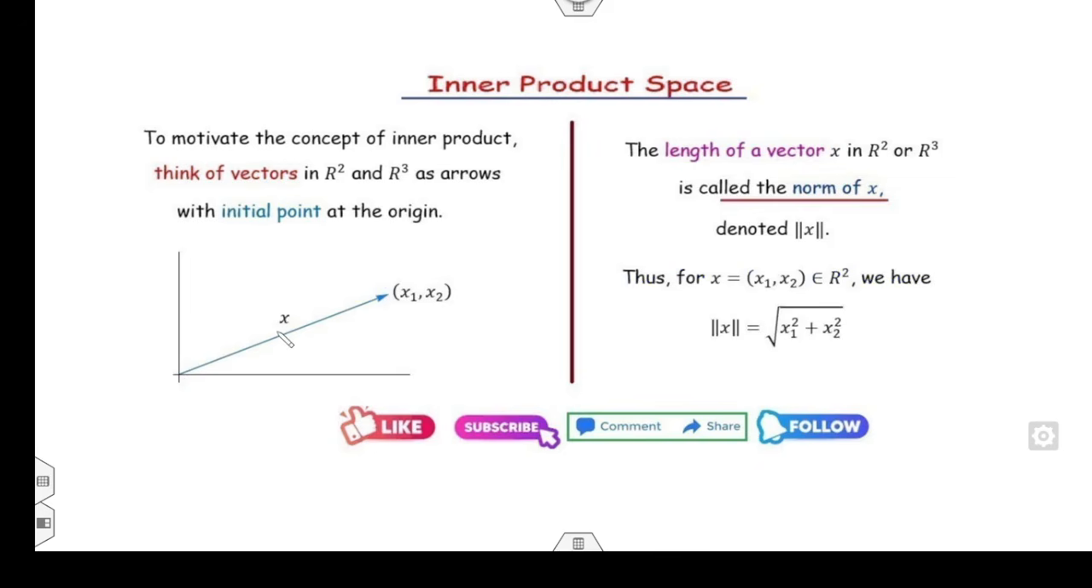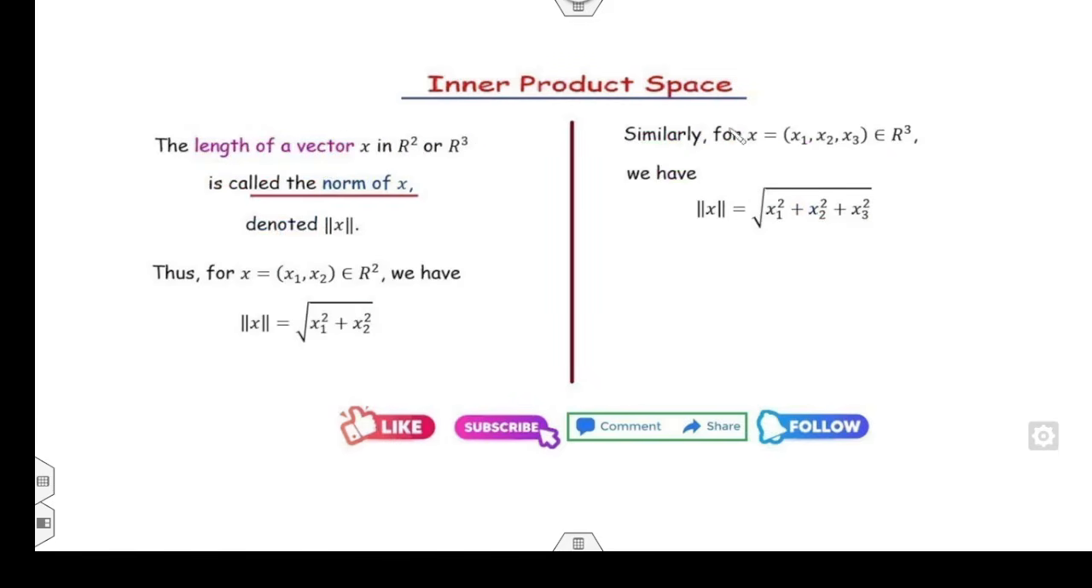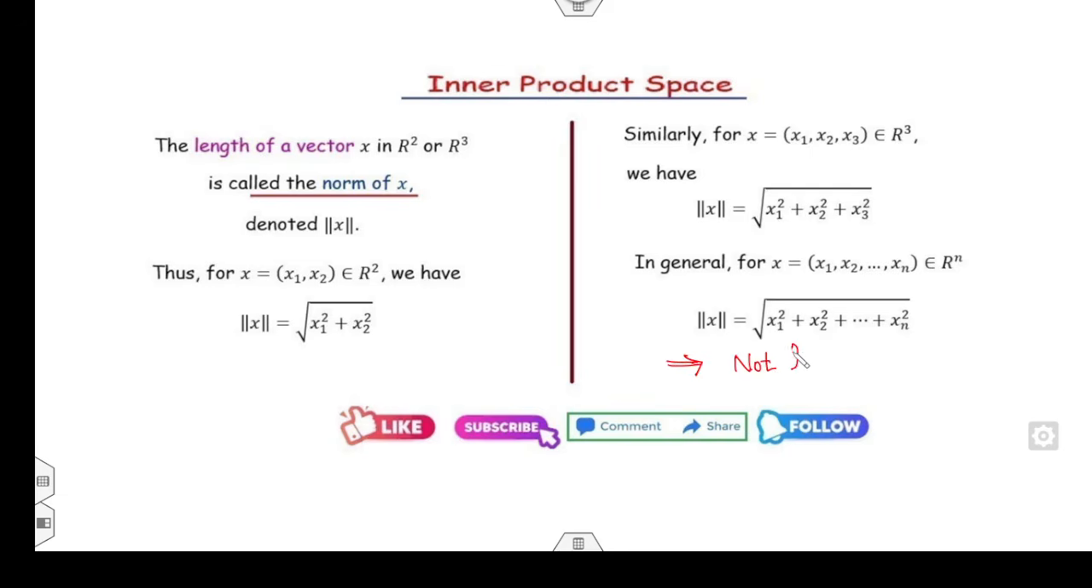Similarly, if you are talking about 3D, that is R cube, you can define the distance formula, or call it the norm of the vector, as root of x1 square plus x2 square plus x3 square. Similarly, if you're talking about Rn, we can define the norm as root of x1 square plus x2 square plus up to xn square, and clearly this norm is not linear. Fine. Because of the square values, these norms are not linear.